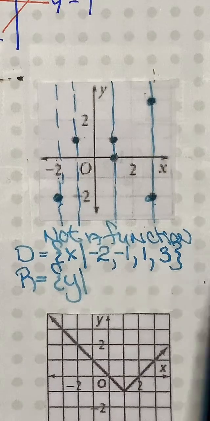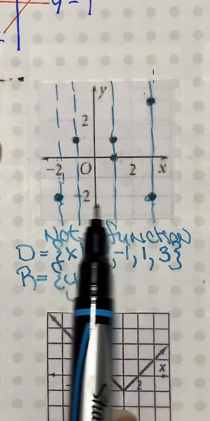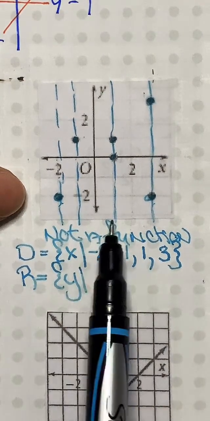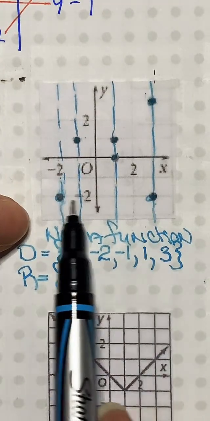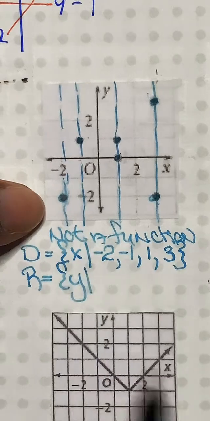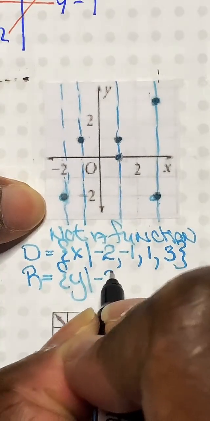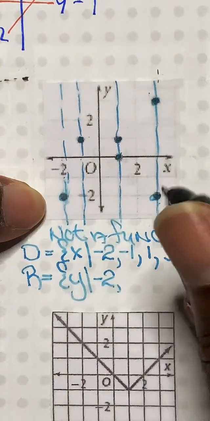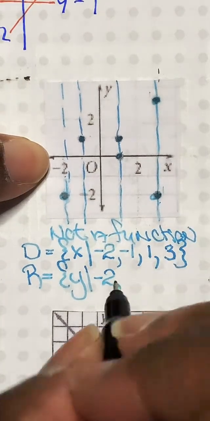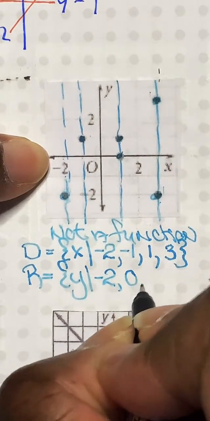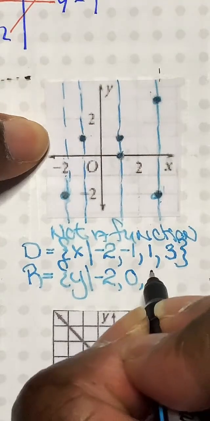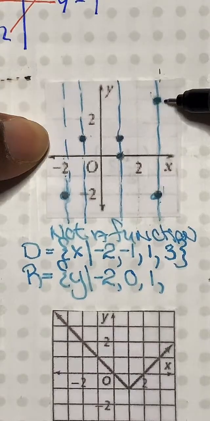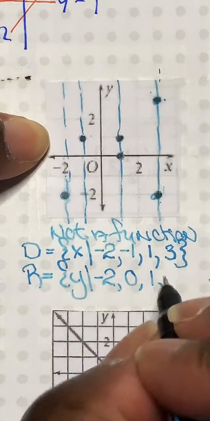Okay. So if we're looking at our Y's, remember our Y-axis is right here. So we're looking this way. So we got our -2 is the first number. Then we have our 0. Then we have 1. And then we go up to this point, which our Y will be 3.